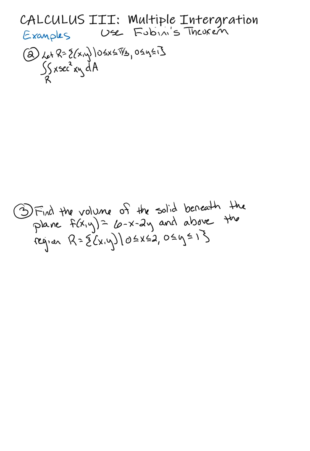Here we are with our first example, example number 2 from this section. Let R be the region defined by x, y, where x goes from 0 to pi over 3, and y goes from 0 to 1. We want to take the double integral over this region of x secant squared xy dA. First thing we have to decide is which variable we want to integrate with respect to first. Do we want to integrate with respect to x or with respect to y?